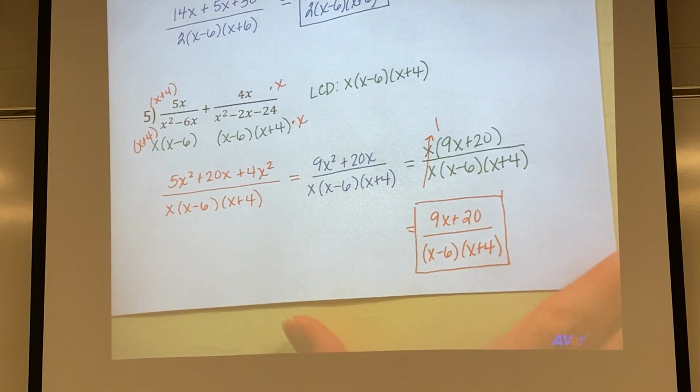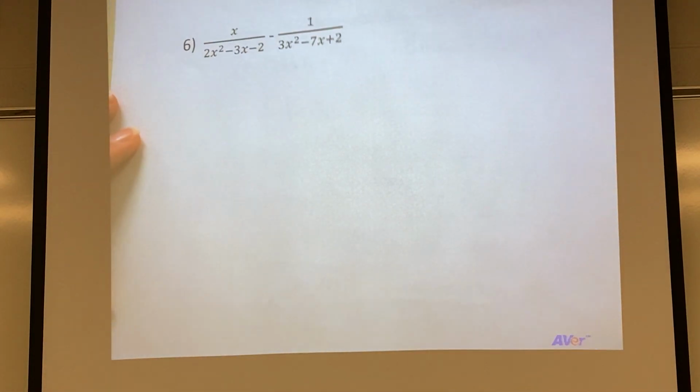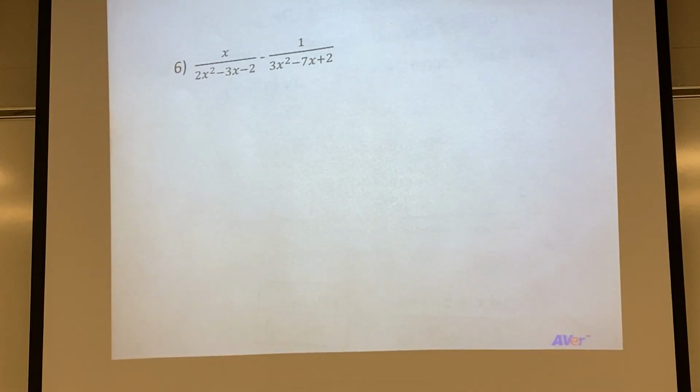All right, the last one that we're going to do is going to be a subtraction problem. But you're going to start it the same way. You're going to factor the denominators, find an LCD, multiply by what it's missing. Now to factor these denominators, you're going to have to split the middle. So it's going to take a little bit of time. So hit pause, go ahead and split the middle on each one of those, and then come back and check to see if you got the right answer.